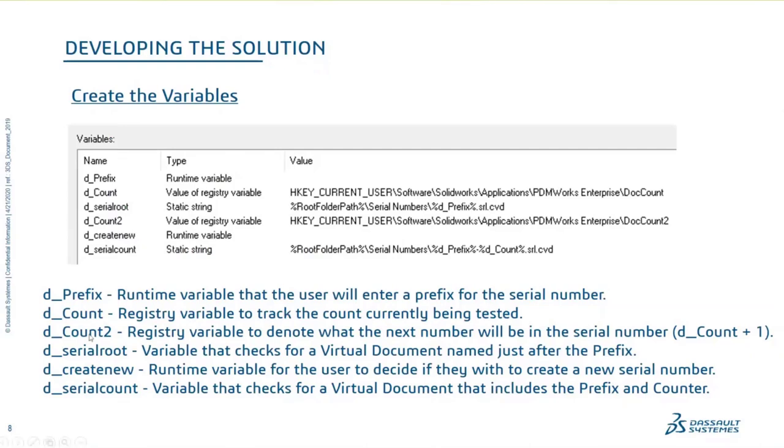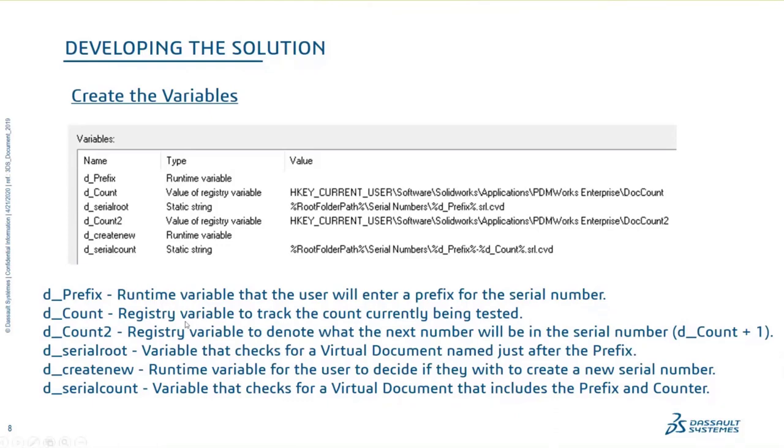And then we have count two. This is the one that's going to be at the end. It's going to be the count plus one that we'll assign. I found that I could not combine these into one when I was doing this because it was causing the looping to work incorrectly. So I separated it out into two different ones.